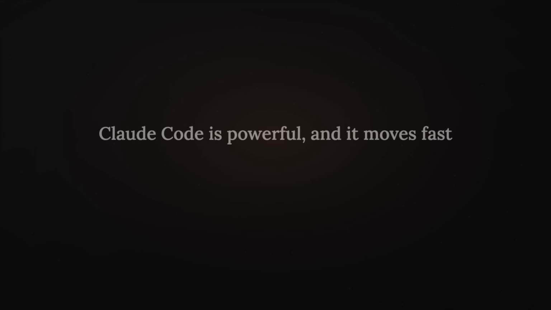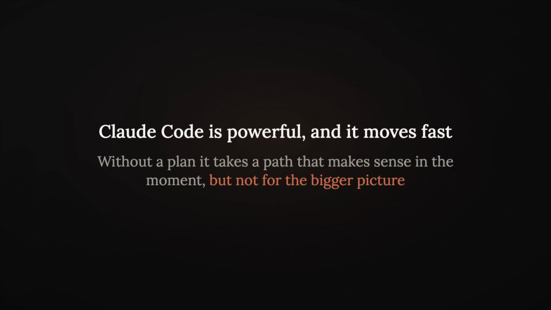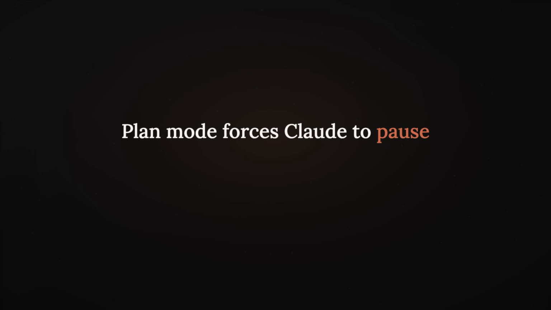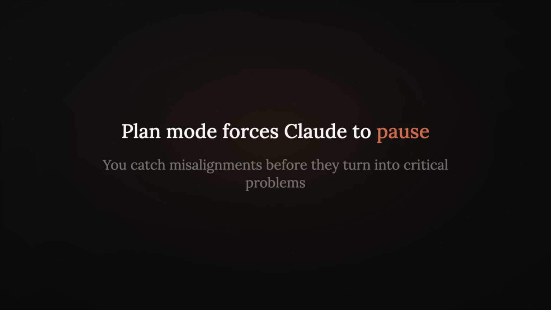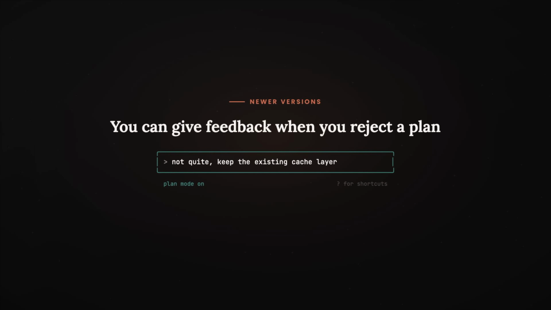I default to plan mode probably 90% of the time right now, and here's why. Claude Code is powerful, but it moves really fast, and without a plan it can go down a path that makes sense in the moment but doesn't fit the bigger picture. Plan mode forces Claude to pause. You can catch misalignments before they become pull request problems. The latest version even lets you provide feedback when rejecting plans, so the iteration loop is way faster.